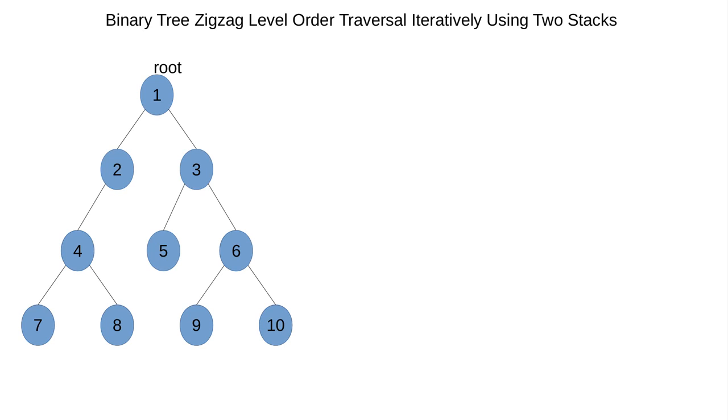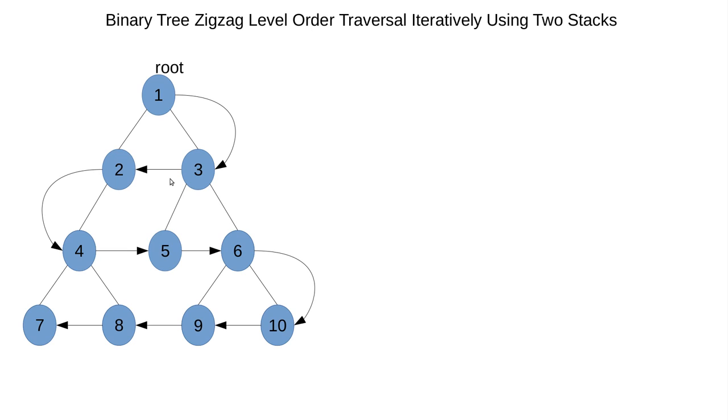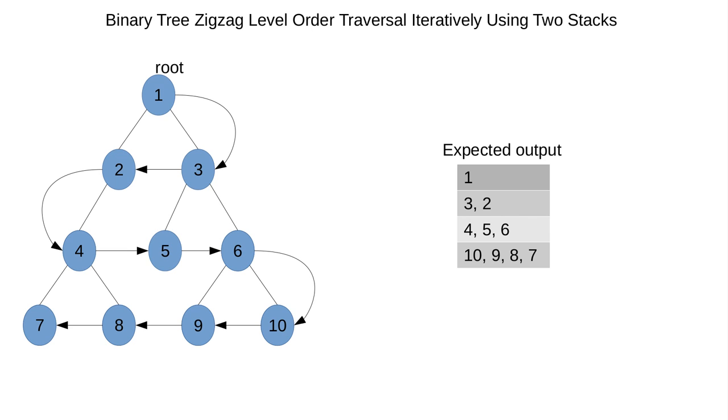Hey everyone, welcome back. In the last video, we spoke about level order traversal. In this video, let's talk about zigzag level order traversal. For this tree here, zigzag level order traversal would look like this, and the output would look like this.